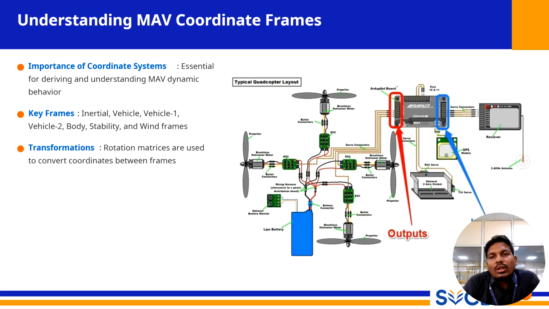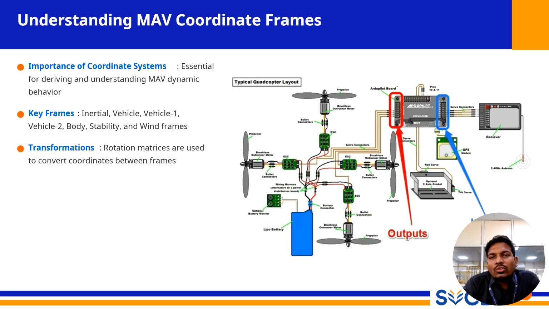Onboard sensors, like the gyroscope, make measurements in this frame, and the forces from the propellers are applied in this frame. The other frames, like the wind frame, are crucial for aerodynamics as they are aligned with the airflow over the vehicle, which is essential for calculating lift and drag.